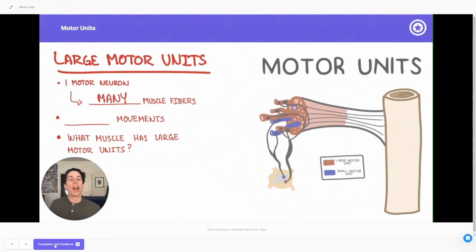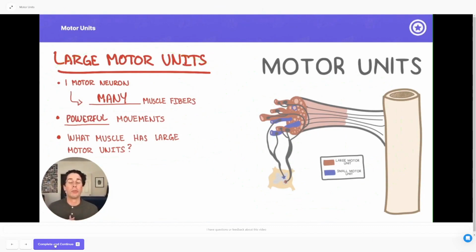And if you think about it, when we have more muscle fibers contracting at once, is that going to be more precise or more powerful movement? That's right, it's going to be more powerful because you have more fibers contracting at once. And so these are going to be more powerful movements. So let's go ahead and write that in. So powerful. Alrighty.